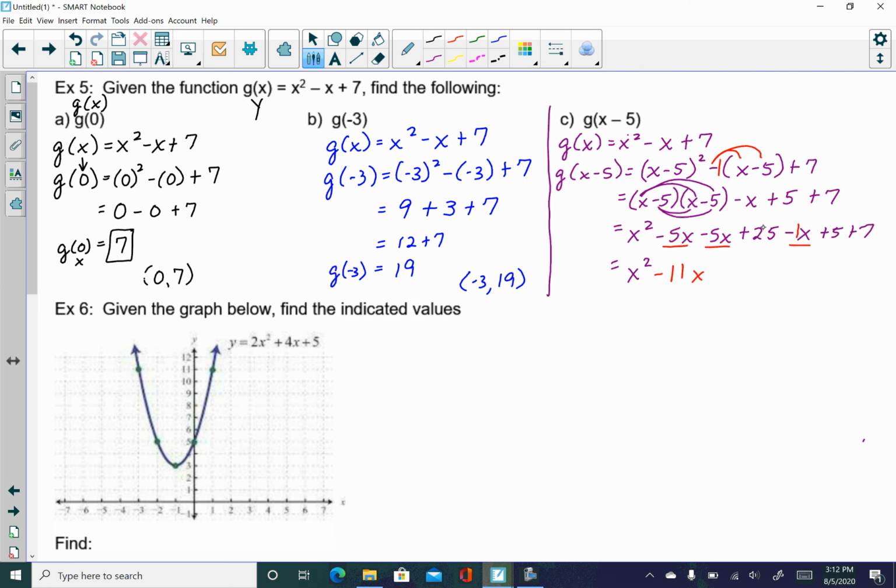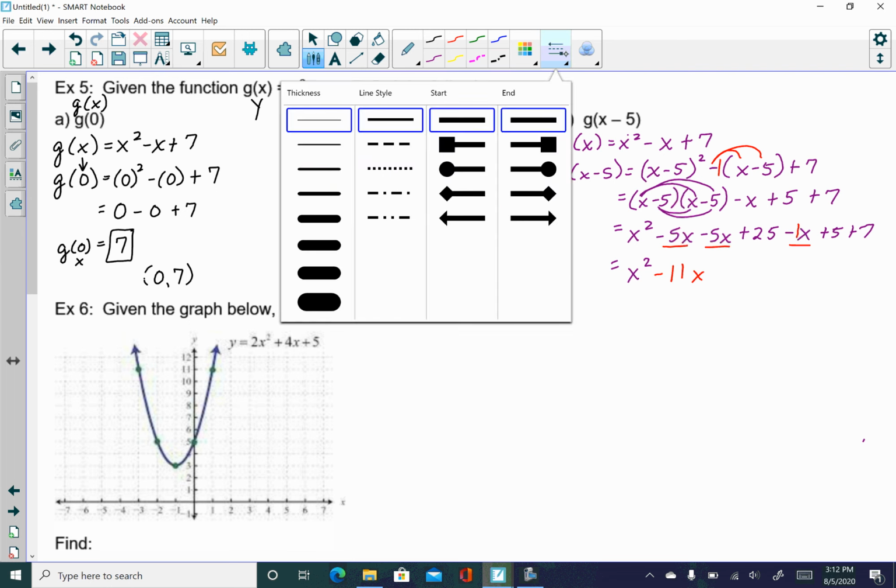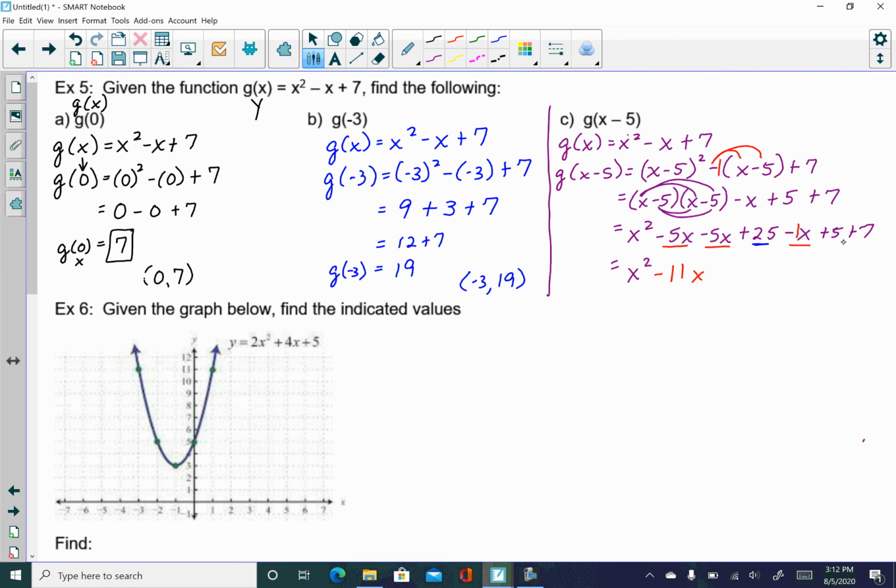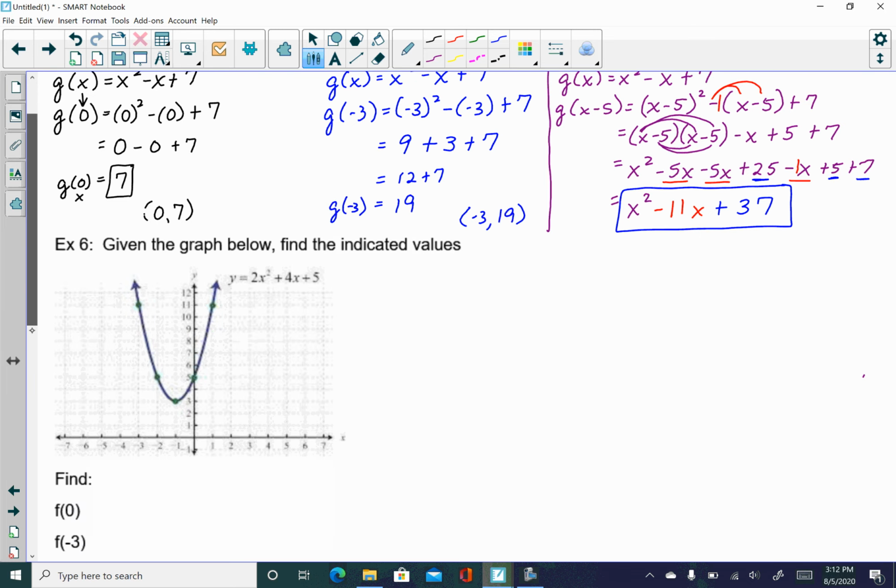And then lastly, add up my numbers, underline those. I've got a +25 plus 5, that will give me 30, plus 7, that's 37. And that would be my final answer. Okay, so just so you have a little bit of practice with that. You'll want to practice some more with that in the homework.